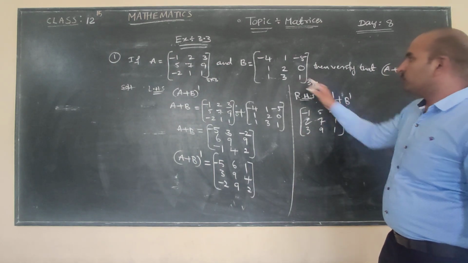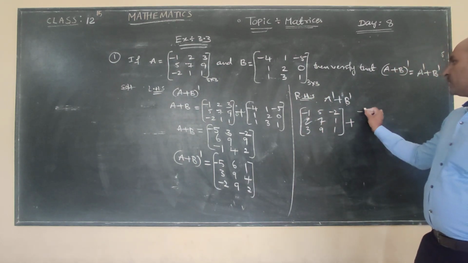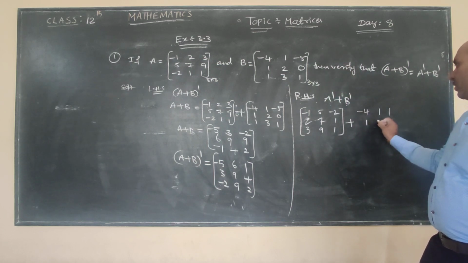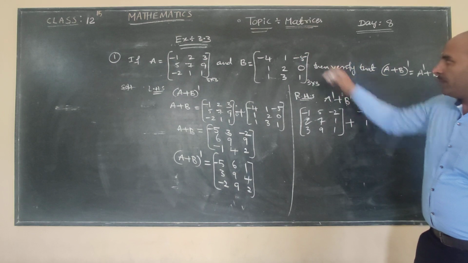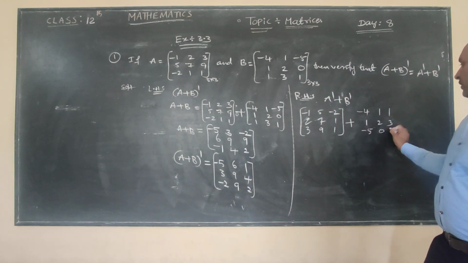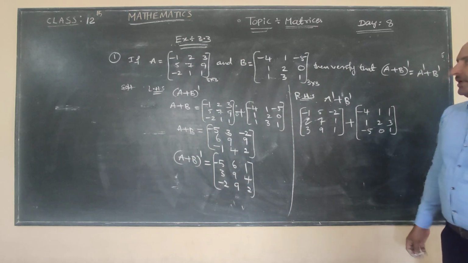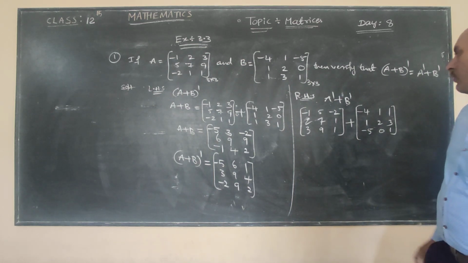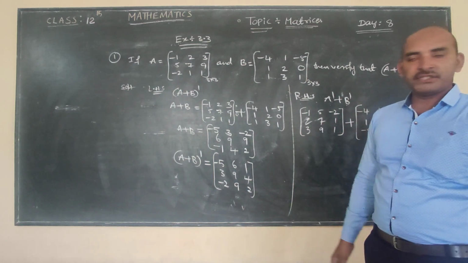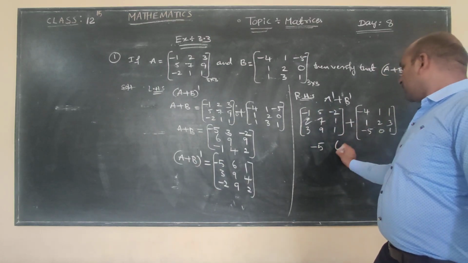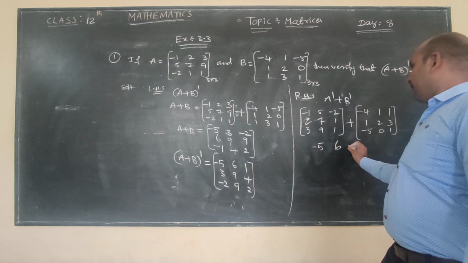Plus the B transpose matrix. What is it? Minus 4, 1, 1. The second column is written as the second row: 1, 2, 3. The third column elements: minus 5, 0, 1. This is A transpose plus B transpose. Now the addition of these two matrices. So minus 1, minus 4, minus 5. 5 plus 1, 6. Minus 2 plus 1, minus 1.